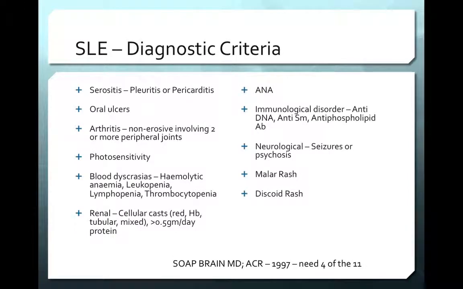The ACR criteria from 1997 is, in my opinion, the easiest one to remember for the diagnosis of lupus. You need 4 out of 11 at some stage. And my mnemonic was SoapBrain MD from Wikipedia.